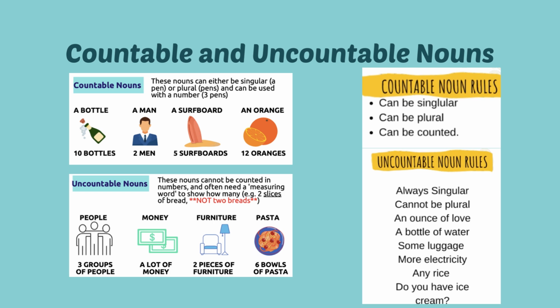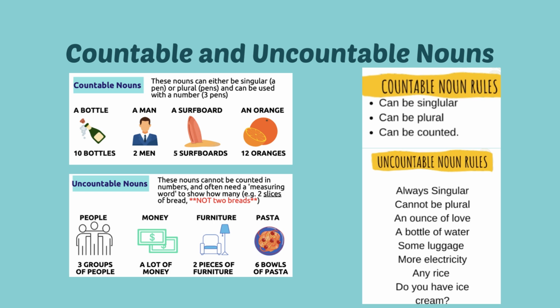Uncountable nouns are different. These nouns cannot be counted in numbers, and they need a measuring word to show how many. For example, bread. Bread is an uncountable noun. You can't say, I want 2 breads. No, that doesn't make sense. You have to add another word, a measuring word. I would like 2 slices of bread, please. Slices of bread. Now it's countable. I can have 2 slices of bread.